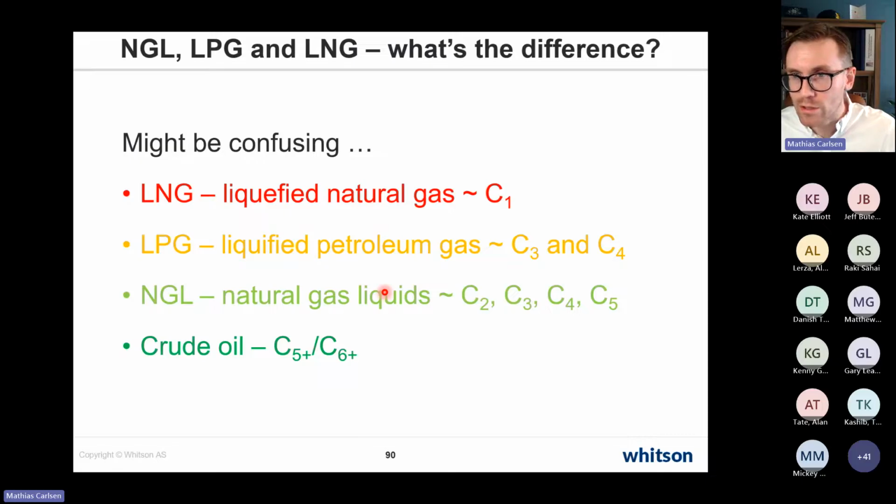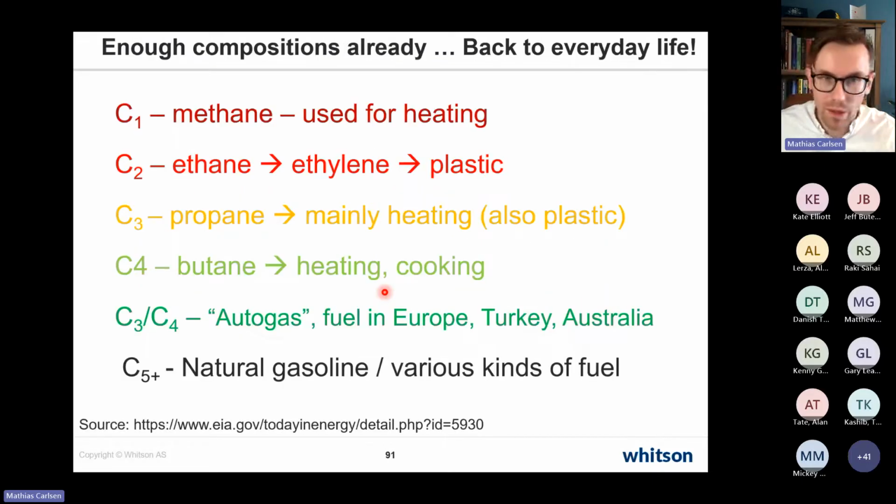In terms of how you link this to stuff that you hear about all the time, NGL, LPG, LNG, what's the difference? It might be a little confusing, but liquefied natural gas is primarily liquefied methane. Liquefied petroleum gas is typically C3 and C4, and NGLs, natural gas liquids, are C2, C3, C4, and C5. Crude oil is typically higher than C5. And where do you use it in your day-to-day life? Methane we use for heating, ethane for plastic, etc. And the fuel in your car is typically stuff that's heavier than C5.